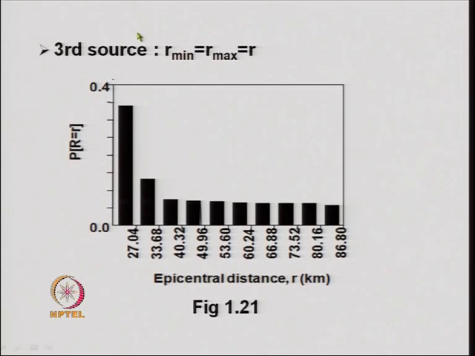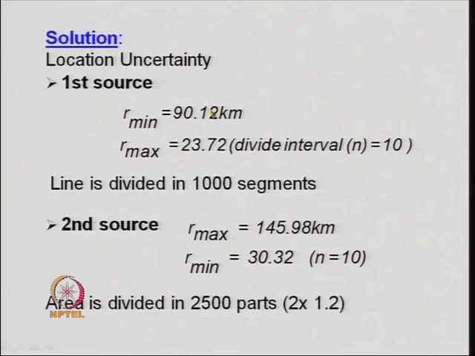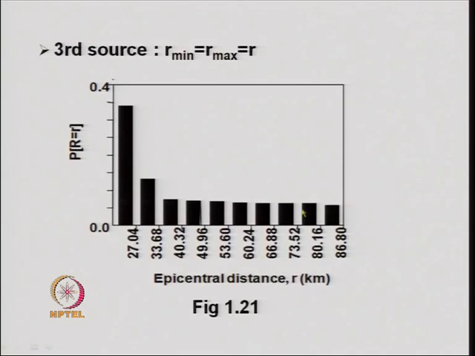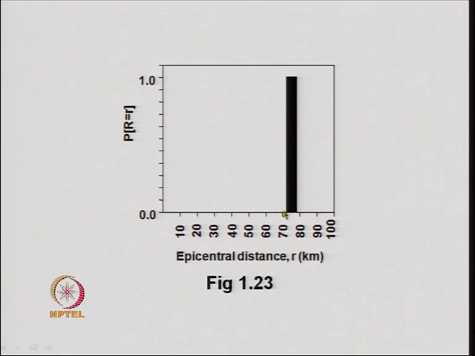In the same way, the probability of occurring earthquake with a certain epicentral distance for the third source can be computed, but it is seen here that since it is a point source, it involves only one epicentral distance. So since it is 1, the probability of its occurrence is 1.